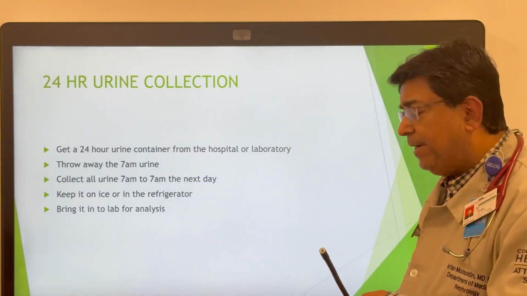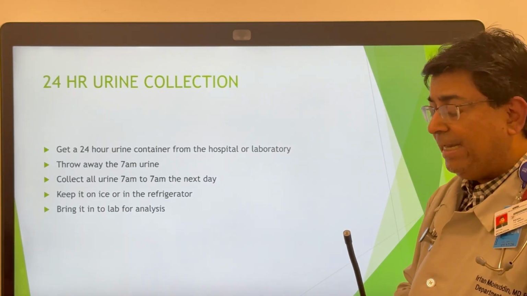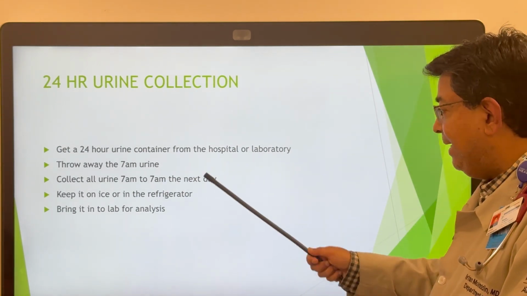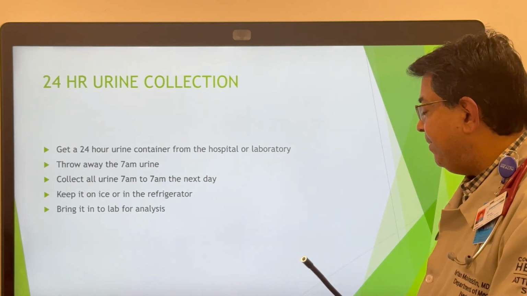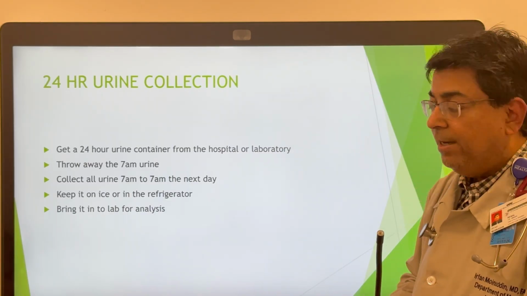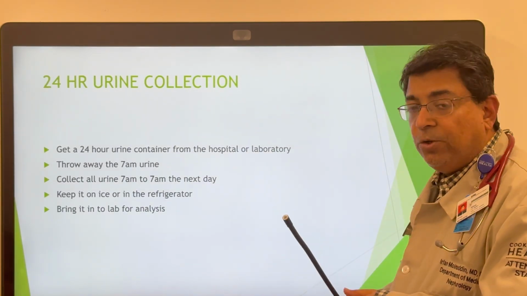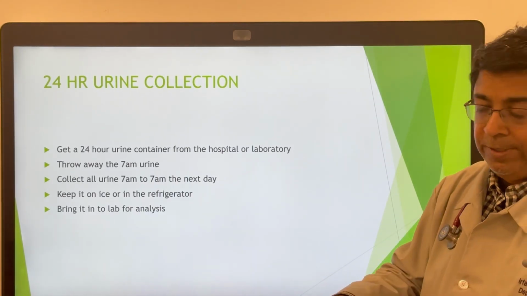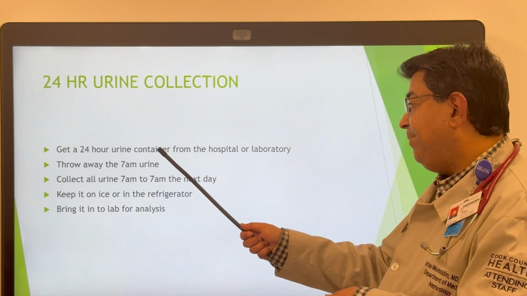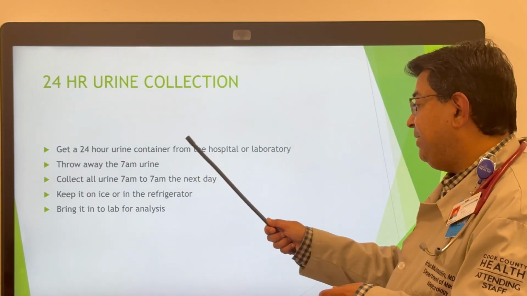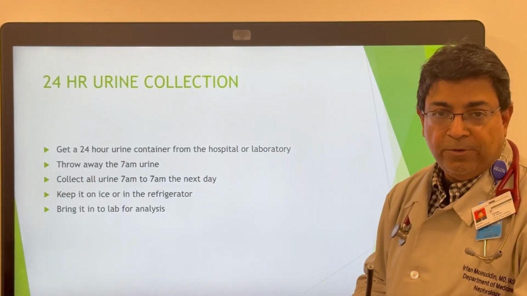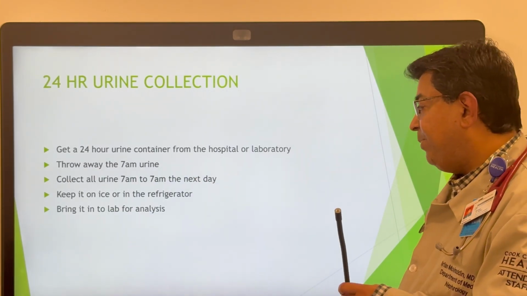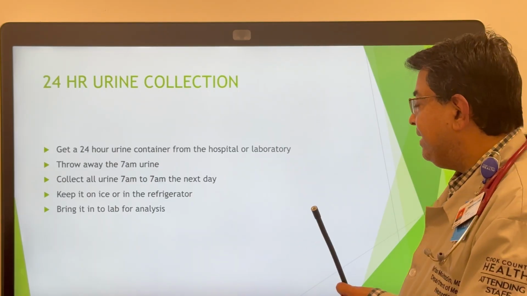24-hour urine collection is very important if the patient has had 2 stones. So basically, this is the way you would explain it. They get the 24-hour urine container from the laboratory, and then when they wake up at 7 a.m., they throw away the 7 a.m. urine, because that 7 a.m. urine is all overnight urine. And then after 7 a.m., they collect all urine from 7 a.m. to 7 a.m. the next day, including the overnight urine. They keep it on ice or in the refrigerator and bring it to the lab for analysis. Next slide.